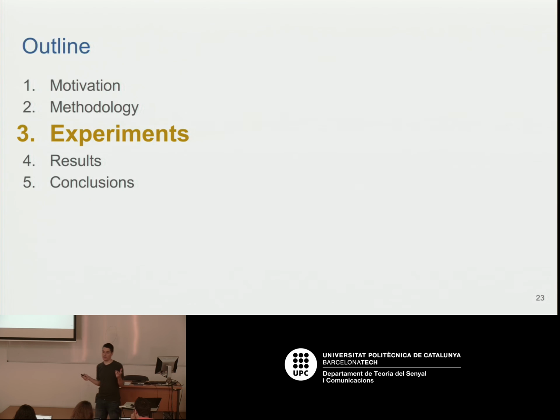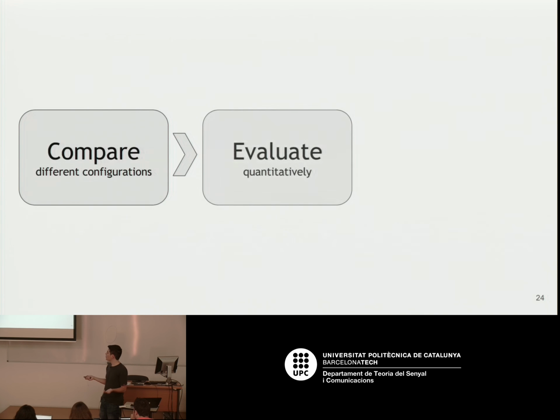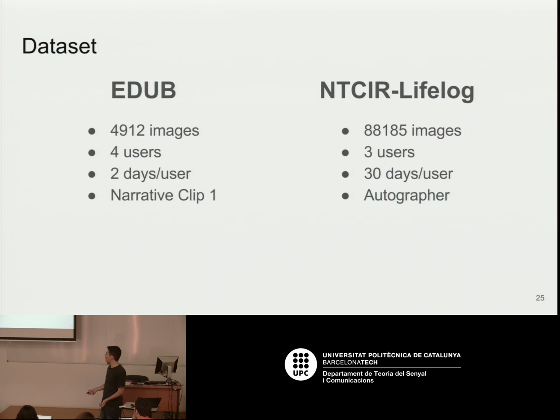Okay, so this is the methodology, but now we aim to determine what's the best configuration for the system. To do that, we need to be able to compare different configurations. So we need somehow to evaluate them quantitatively, to be able to compare numbers. And to do that, we need four things: a data set of images that would simulate the images captured by the user with a wearable camera, a set of queries that would be the collection of objects that I will be able to find. The ground truth is a set of judgments saying whether an image is relevant or not to the user. And finally, a proper metric that describes the user experience with the system. The data sets we were studying are these two ones here.